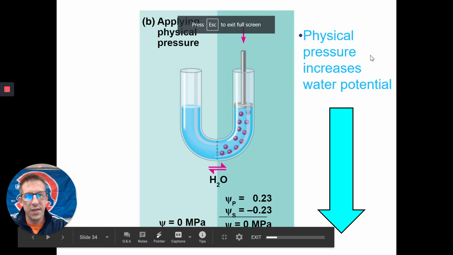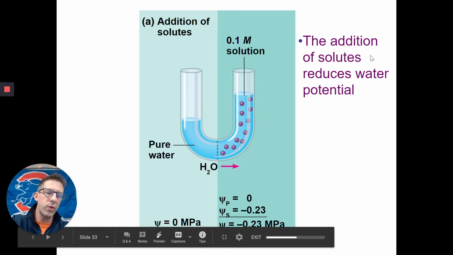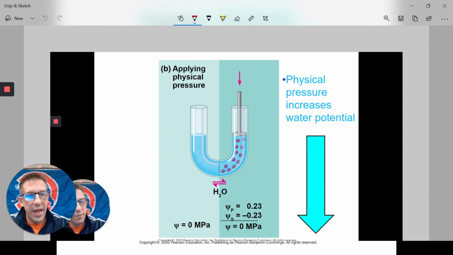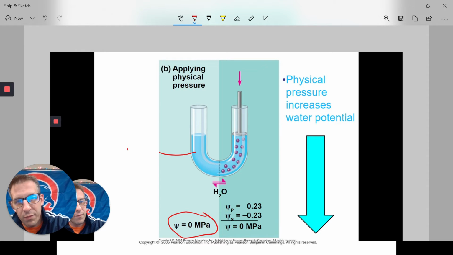Okay, let's move on to the next example. So in this example, all we did was we put some solute in there. Okay? Now we're going to play around with the other value, the other value being physical pressure on a system, and we see that happening right here. So let's look at this side. This side's easy to look at because it's still the water potential of 0. Okay, so that still tells us that we have pure water here with nothing dissolved in it.